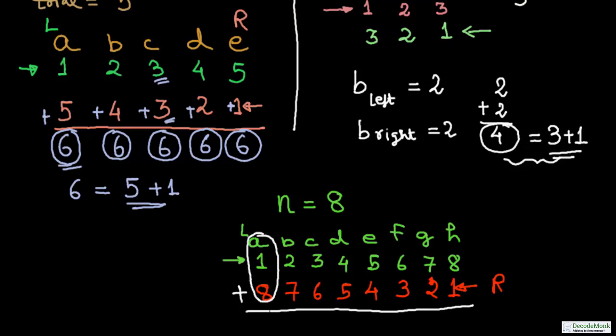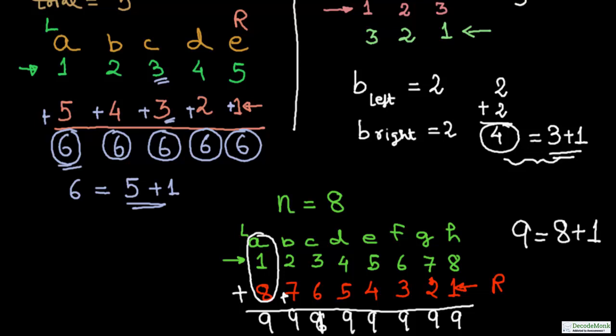For A, 1 plus 8 is 9. For B, 2 plus 7 is 9. C is 9. D is again 9. E, 5 plus 4, 9. F, 6 plus 3, 9. G, 7 plus 2, 9. H, 1 plus 8, 9. Again we see that the addition of position from both ends is equal to the number of persons plus 1.